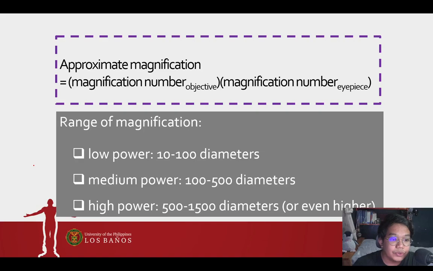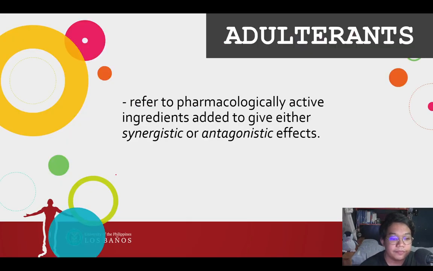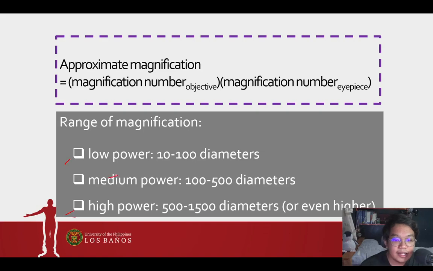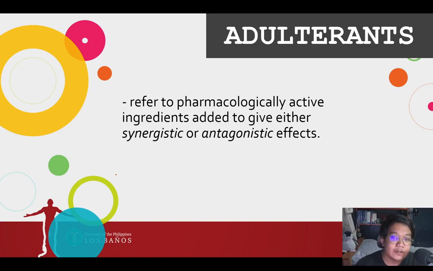Next is for you to determine the calculation of approximate magnification. So, it's just the product of the magnification number of the objective and the eyepiece. Okay? So, we have different ranges of magnification. We have the low power, the medium power, and the high power. Okay? So, ang next natin dito is, bakit iba-iba yung ating magnification is for us to physically identify the possible presence of adulterants.